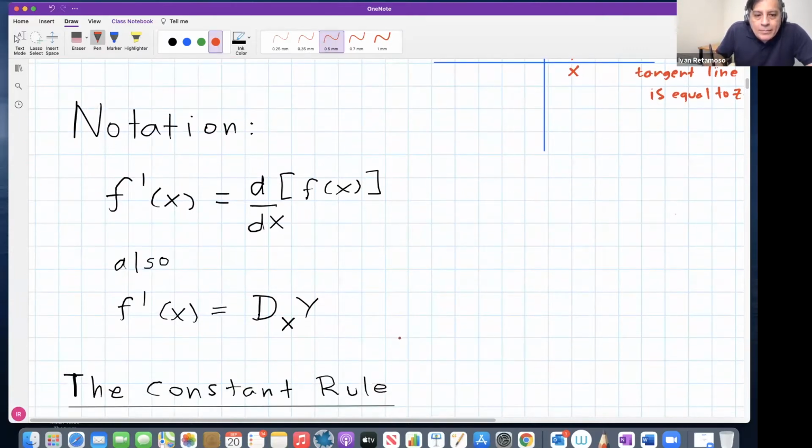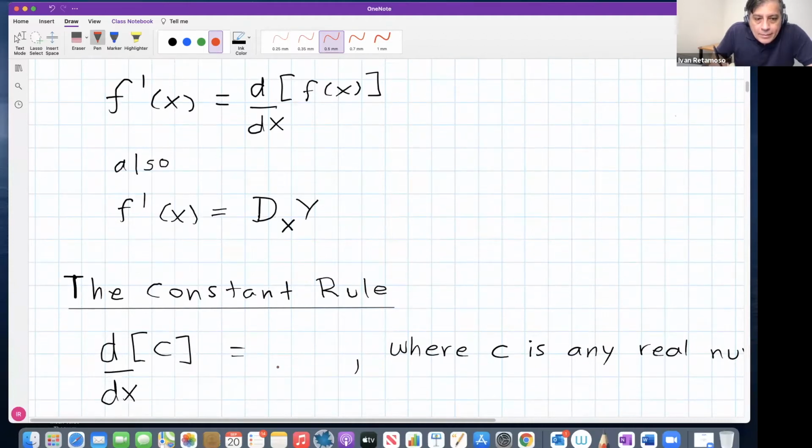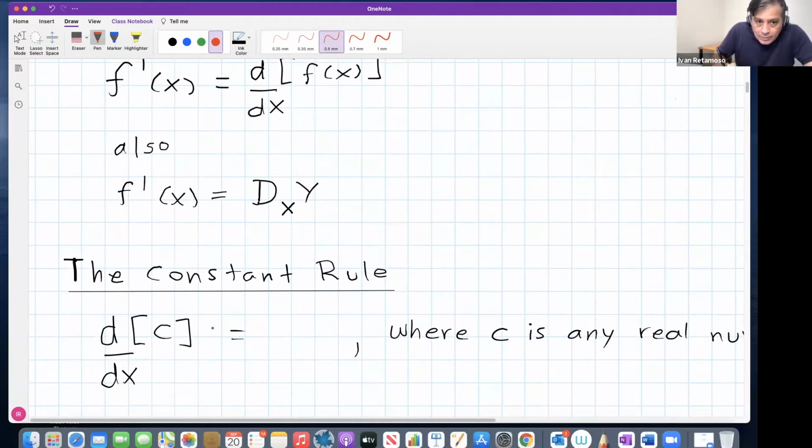Okay, so the constant rule, the first rule that we just went over, we proved it. It says that if you take the derivative of any constant function whatsoever, the result should be just zero, where c is any real number.